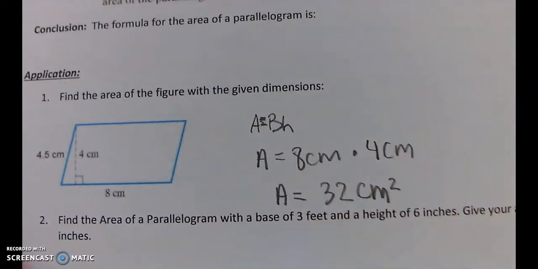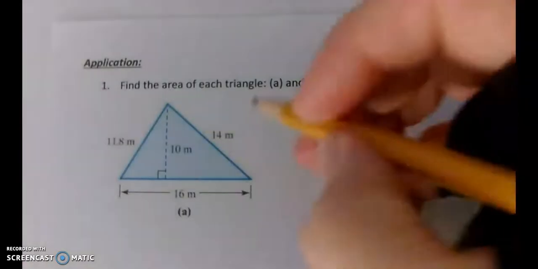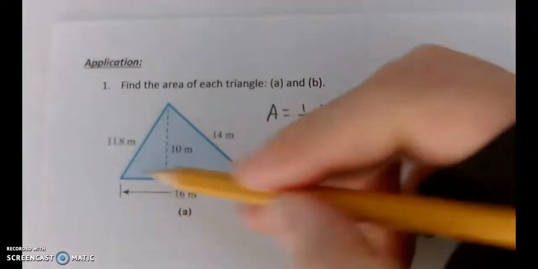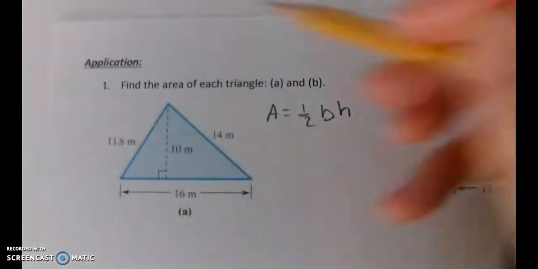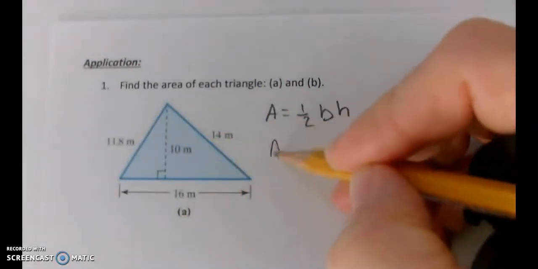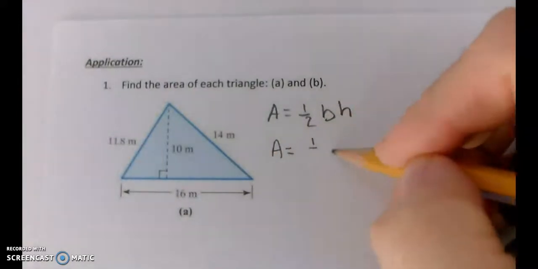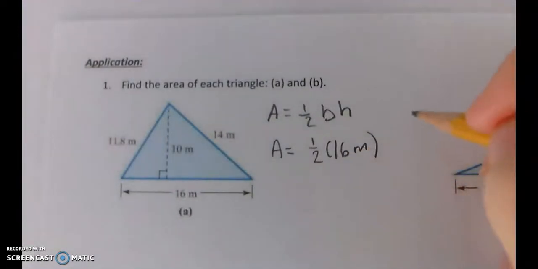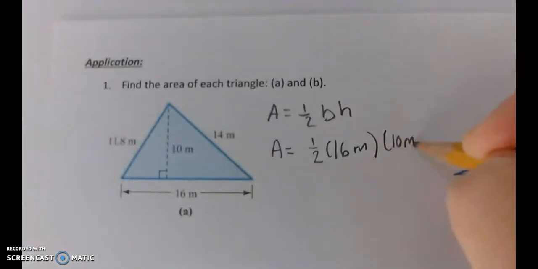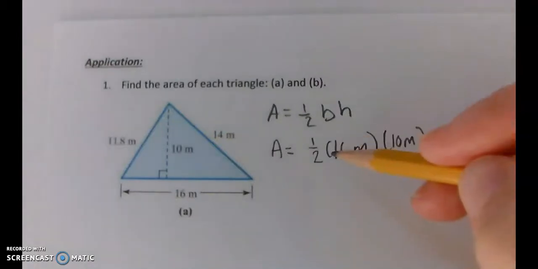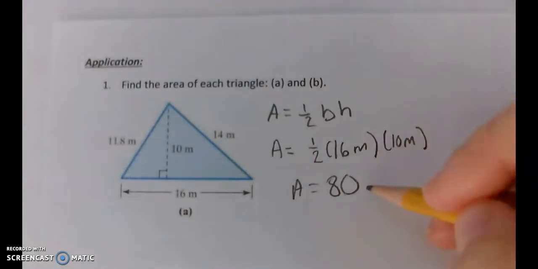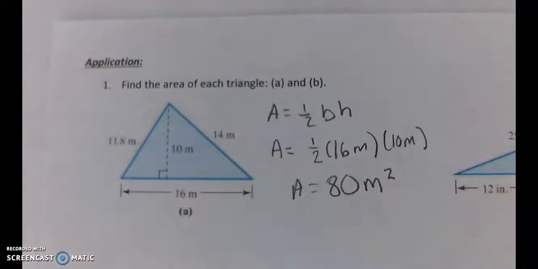There you go. All right, we've got a triangle here. And remember, our area is 1/2 our base times our height. Once again, the base will make a perpendicular with the height. So do not try to use the slants. So I've got A equals 1/2 times 16 meters times the height, 10 meters. And we see 16 times 10 is 160, and then cut that in half, and I get 80. Meters times meters, meters squared, we have square units.